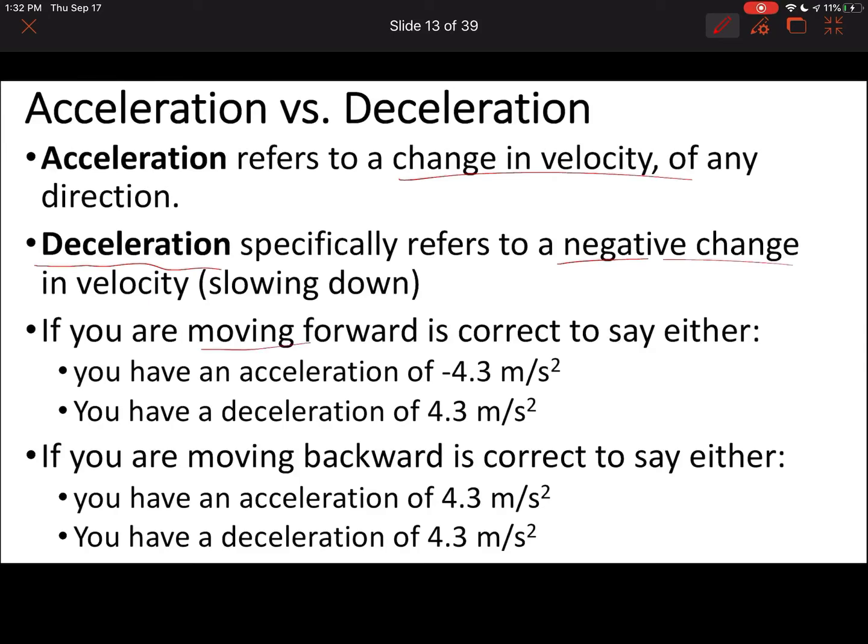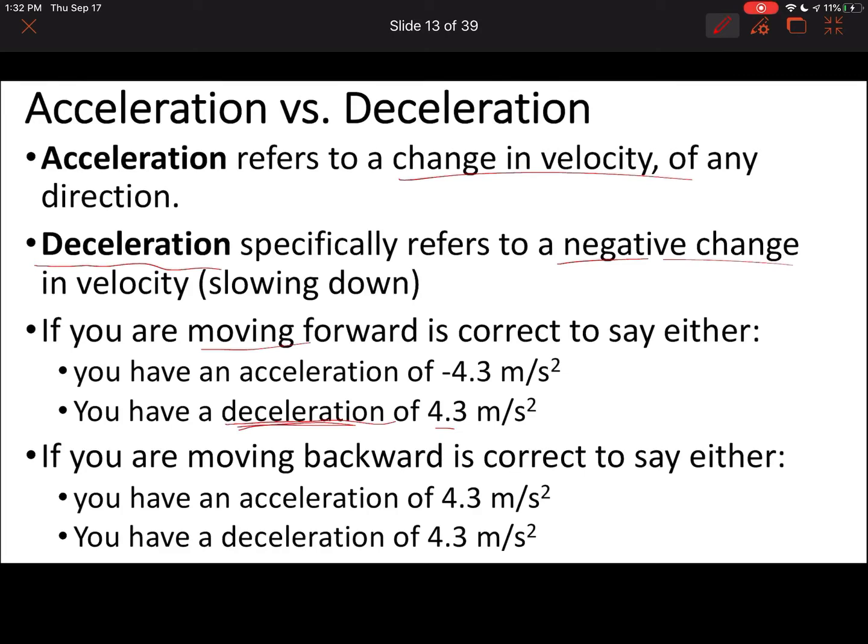Technically both of these are correct to say. If we're moving forwards, it's correct to say that you have an acceleration of negative 4.3. That would mean you are moving forwards and your acceleration is backwards, and you could infer from this that you're slowing down. But also, if you're moving forwards and you're just told you have a deceleration of 4.3, then that means you're slowing down. You don't have to put that negative there anymore because you covered it in the deceleration.